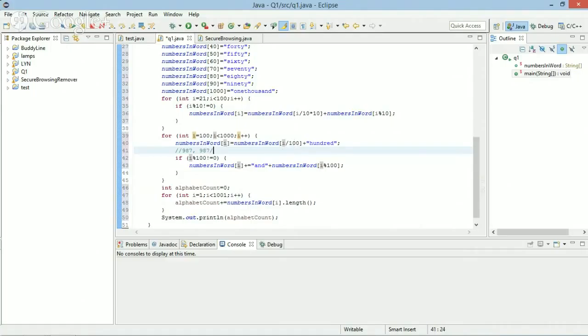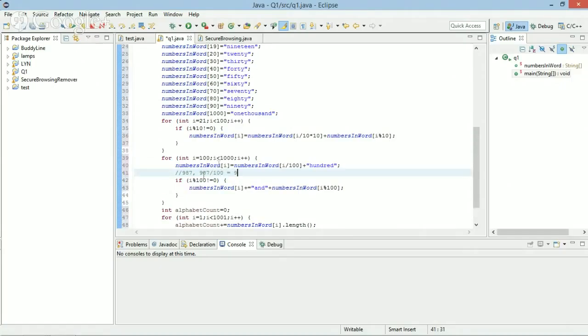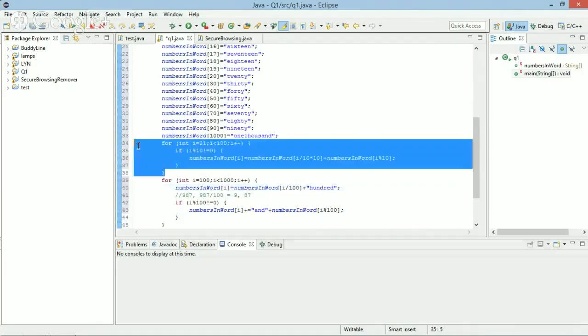987 divided by 100 equals 9. After that, add "hundred" because it is 900. And after that, we get the remainder, which is 87. If the remainder exists, we need to add "and" after the hundred. And then we will add the 87, which we computed earlier.